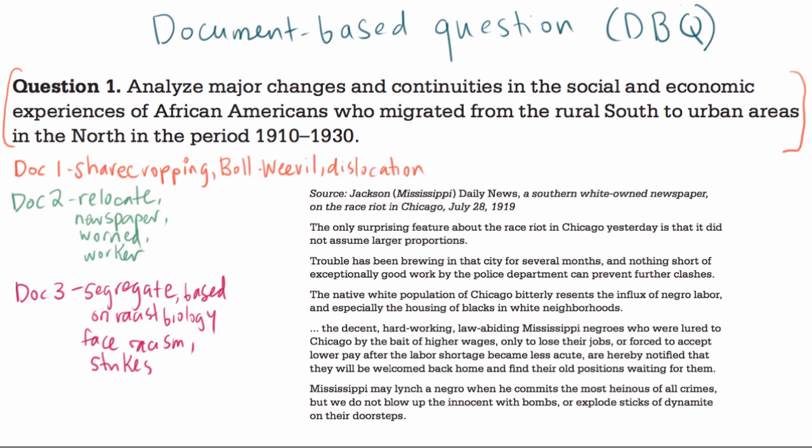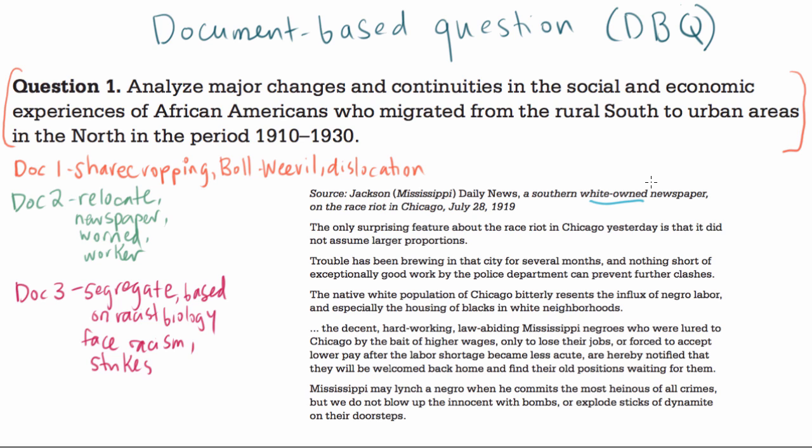All right, let's do one more. This is another long one. An article from a white-owned newspaper, seems like that's important, from Jackson, Mississippi, about a race riot in Chicago in 1919. The article says, the only surprising feature about the race riot in Chicago yesterday is that it did not assume larger proportions. Trouble has been brewing in that city for several months, and nothing short of exceptionally good work by the police department can prevent further clashes.